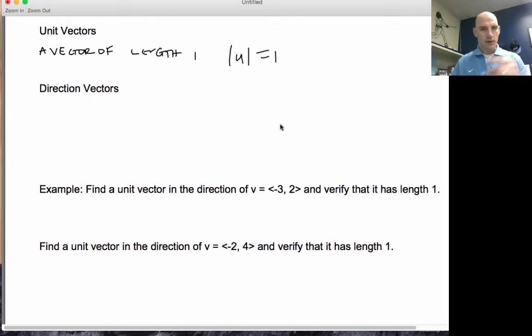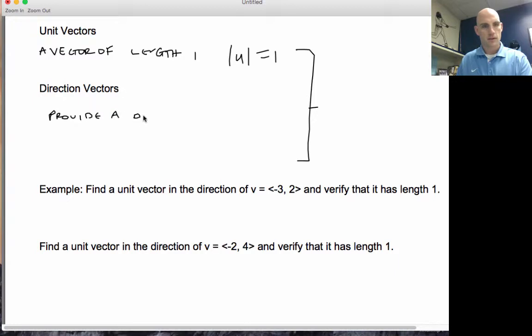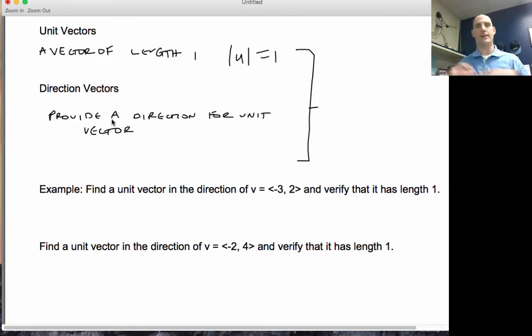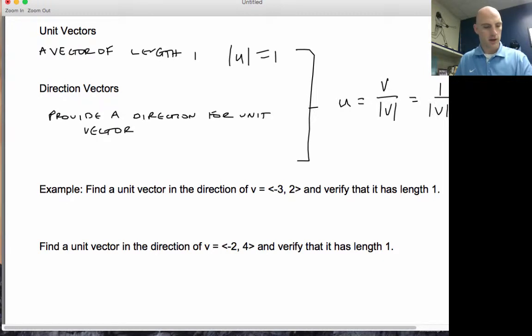So directional vectors, these two parts kind of go together. Direction vectors provide a direction for unit vectors. Okay, so you'll have a unit vector in the direction of, say, 3, 2, something like that. And so what we've got over here is u is equal to v over the magnitude of v, which is 1 over the magnitude of v times v, where v is a non-zero vector. Okay, so we've got a vector v. This is our directional vector here, right? So v is going to be our directional vector.